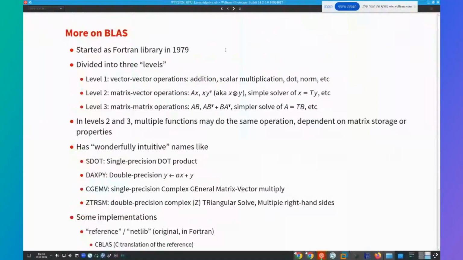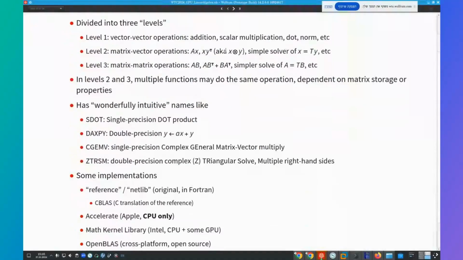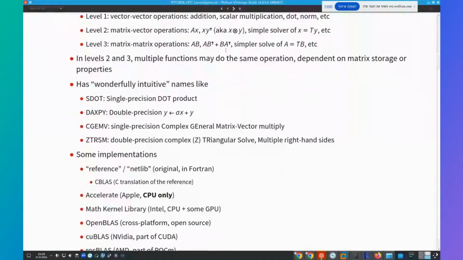So just very quickly about BLAS. It started as a Fortran library in 1979, and it's divided into 3 levels: vector-vector, matrix-vector, and matrix-matrix. It has wonderfully intuitive names like SDOT, single precision dot product, or perhaps my favorite, DAXPY, double precision A goes to AX plus Y. So it's AXPY.